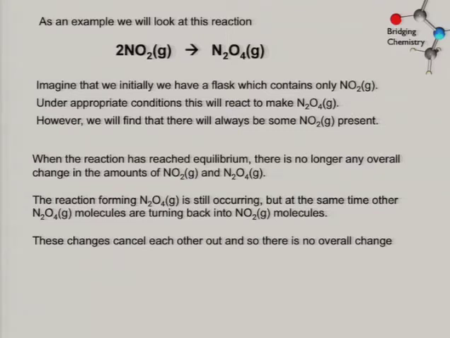What's going to happen instead is that under a particular set of conditions, the NO2 will turn into N2O4 for a while, but then it will stop. And it will seem like you can't make any more N2O4, and you can't use up any more NO2 in this reaction. So when the reaction has reached equilibrium, as we call it, there is no longer any overall change in the amounts of NO2 and N2O4.